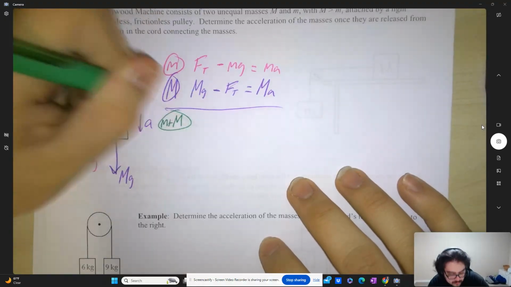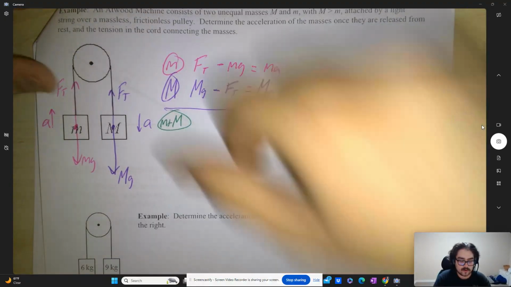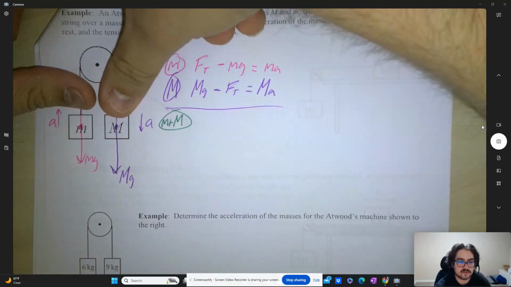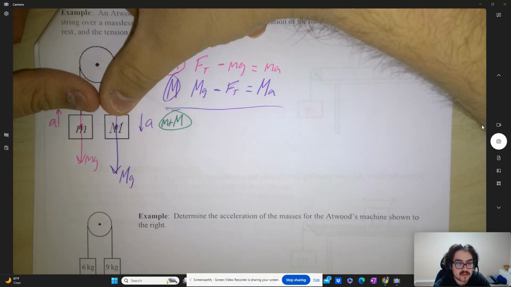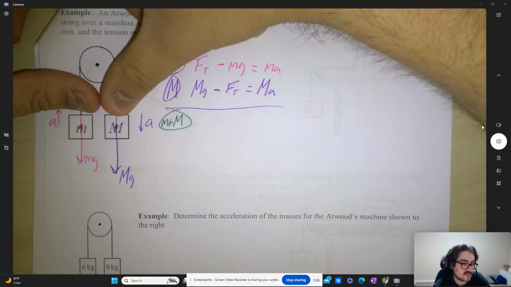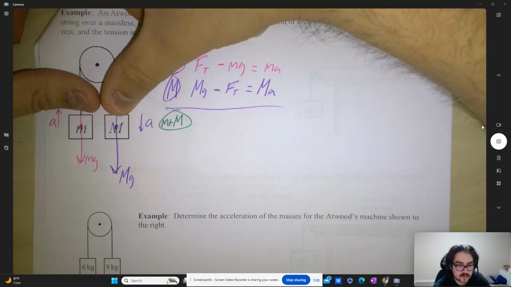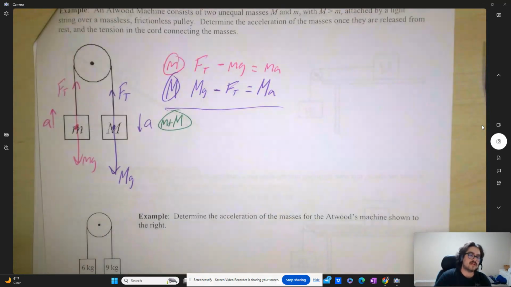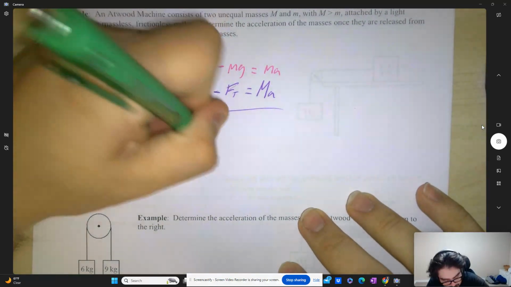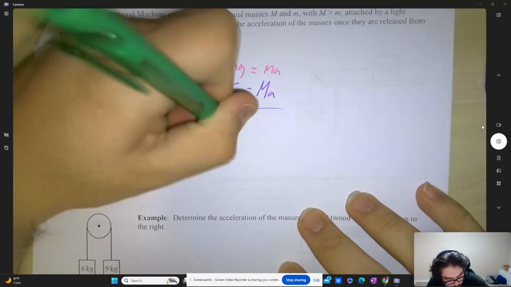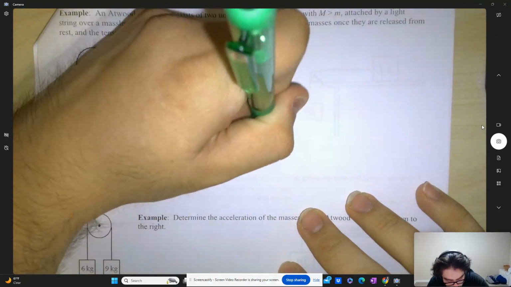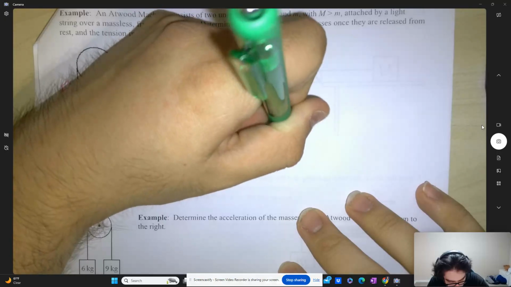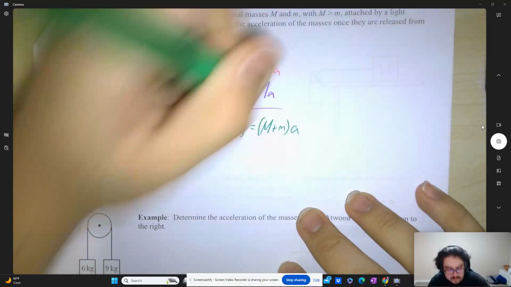plus capital M. And for the entire system, we're knocking out any of the internal forces. Those are internal. The tension's internal because it's bringing the system together. So then you're left with one force that goes with acceleration and one force that goes against. The capital Mg goes with acceleration and lowercase mg goes against it. So you would get capital Mg minus lowercase mg, and set that equal to the combined mass, big M plus little m, times A.